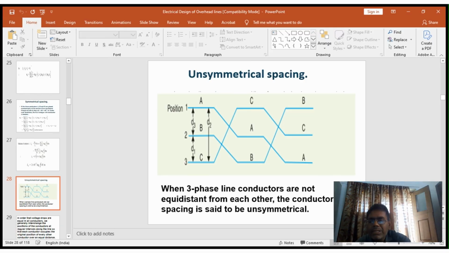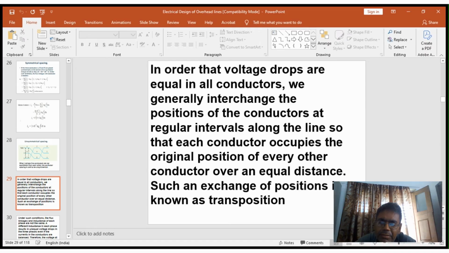In case of unsymmetrical spacing and transposed configuration, to avoid unequal voltage drop and inductive interference with neighboring communication systems, we go for transposition. When the three-phase line conductors are not equidistant from each other, the conductor spacing is said to be unsymmetrical. In order that voltage drops are equal in all conductors, we generally interchange the positions of the conductors at regular intervals along the line, so that each conductor occupies the original position of every other conductor over an equal distance. Such an exchange of position is known as transposition.